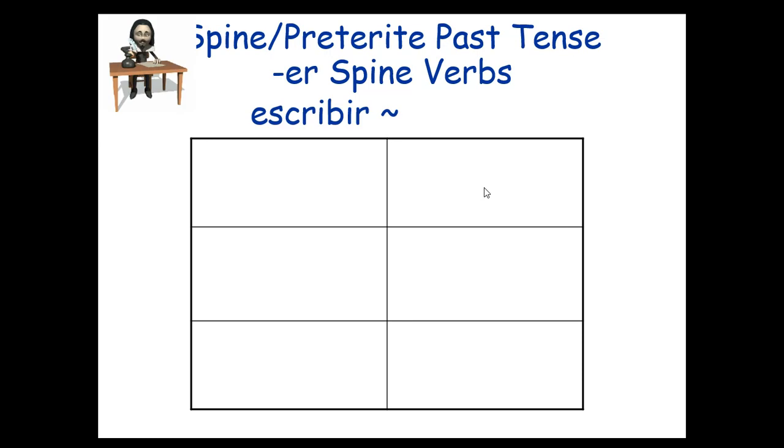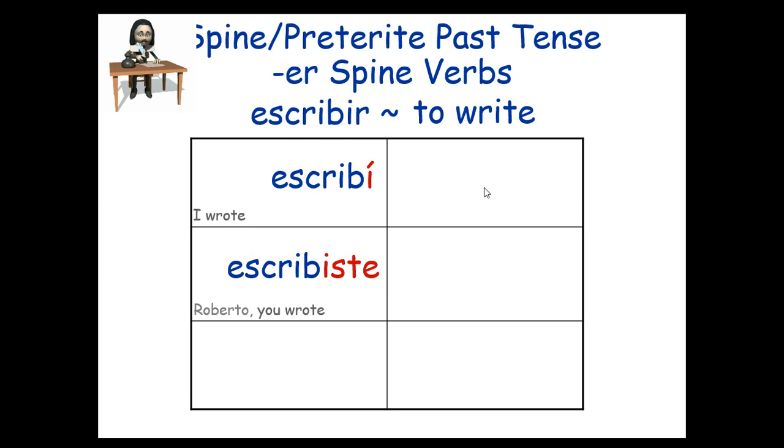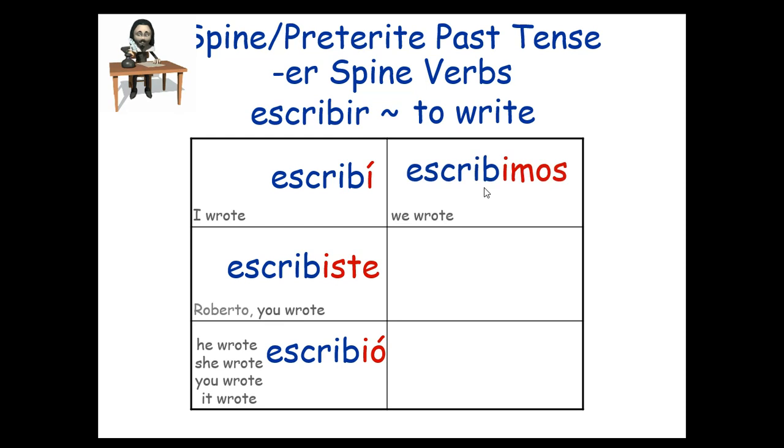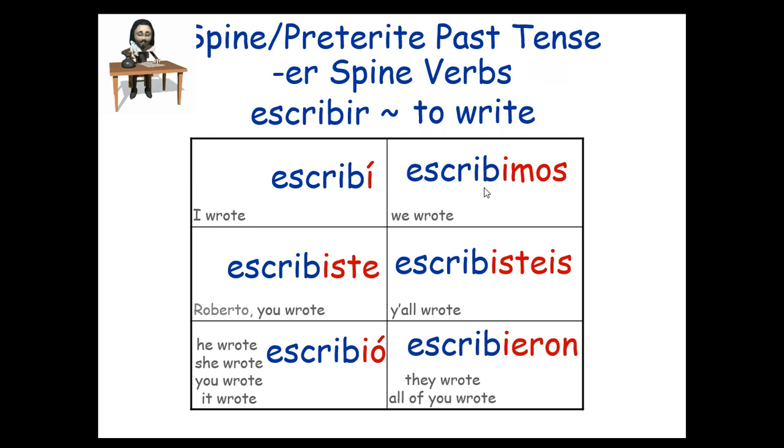Using an IR verb now. Escribir. ¿Cómo se dice escribir? To write. So I wrote. Escribí. Roberto, you wrote. Escribiste. He, she, you, or it wrote. Escribió. We wrote. Escribimos. Y'all wrote. Escribisteis. They wrote, or all of you wrote. Escribieron. The endings for IR are just like those for ER.